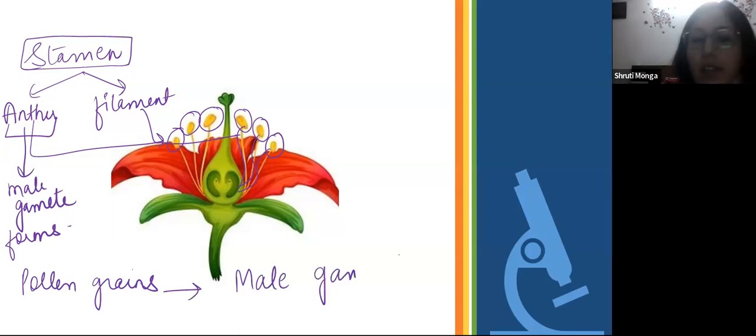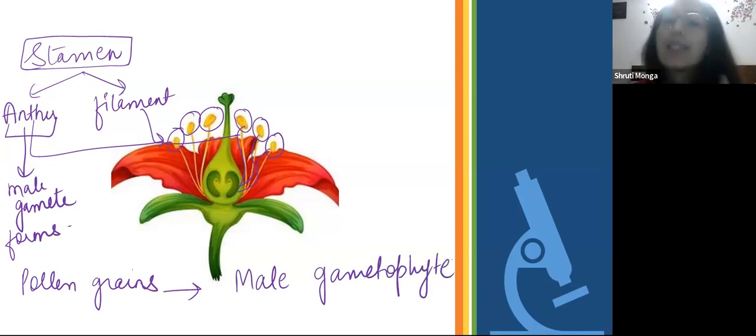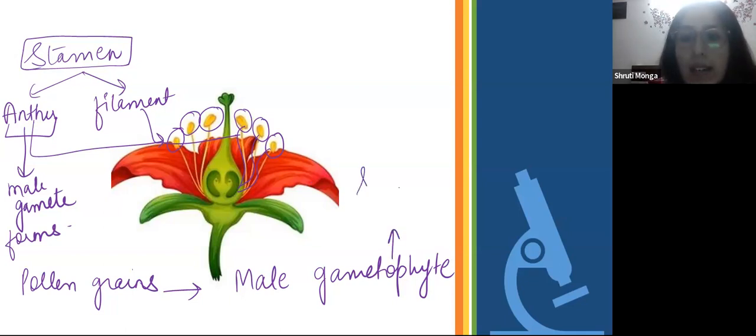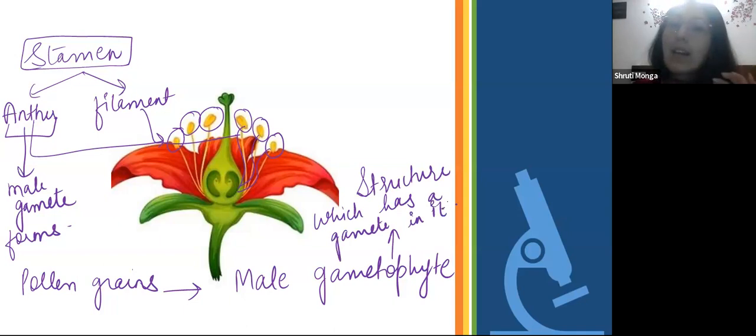Gametophyte. There is a difference between a male gamete and a male gametophyte. What is a gametophyte? A gametophyte is a structure which has a gamete in it. So pollen grains are referred to as male gametophyte. Why? Because they are bearing a male gamete.